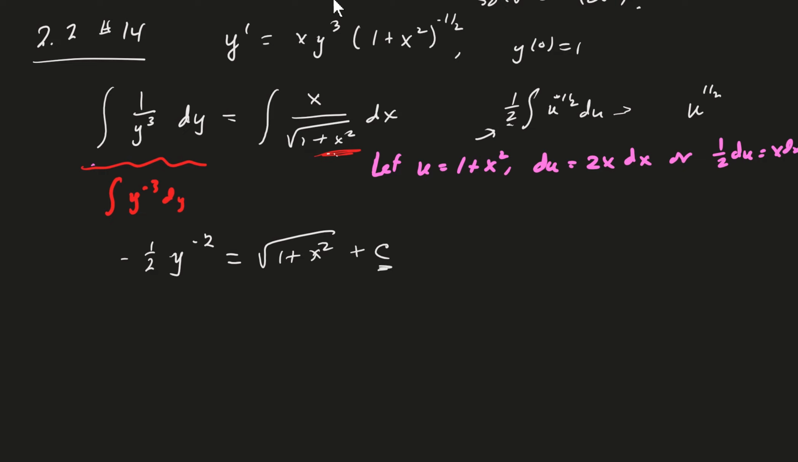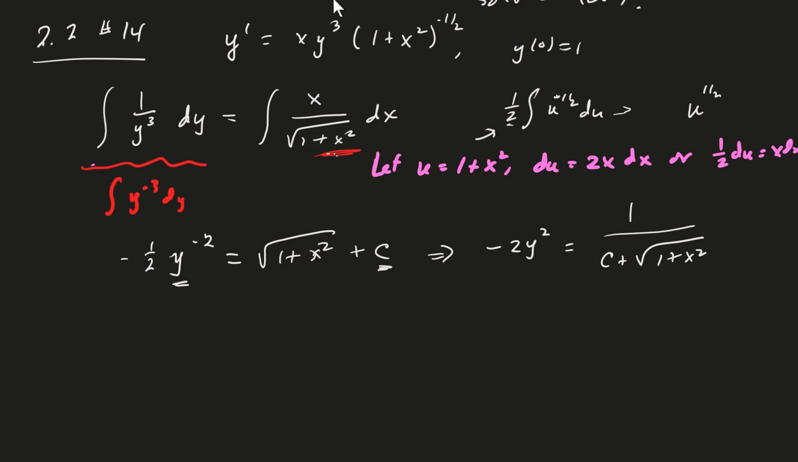Good. So typically, since this is y to the minus 2 power, I don't want to get confused there. So we could just say, let's go ahead and take the reciprocal of both sides. So we'd have minus 2y squared is equal to 1 over maybe c plus the square root of 1 plus x squared. Okay, so again, I just took the reciprocal of both sides.